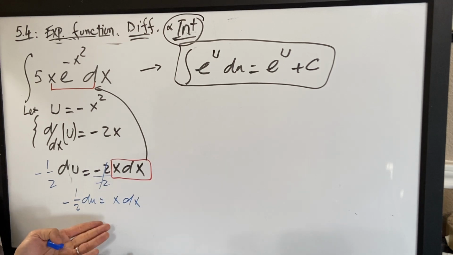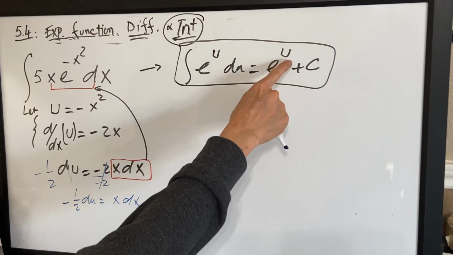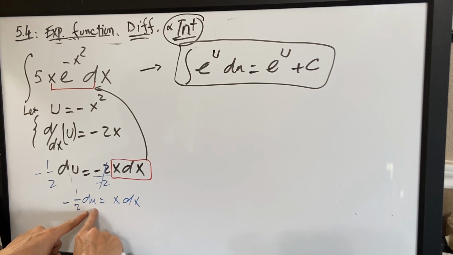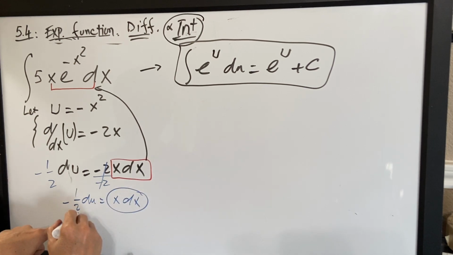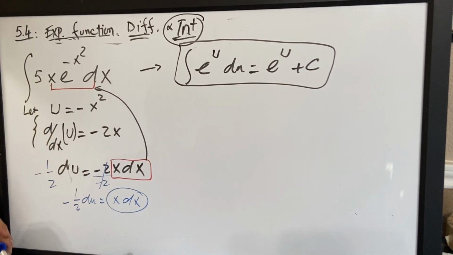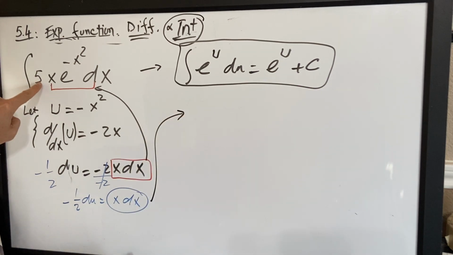Ta-da! Why am I doing this? Because I am converting all the x values into u values, including the dx and the du. By doing that, look, my x dx is negative 1/2 of du. In a moment, you will see this. Shall we rewrite this right here? Can I bring 5 out, y'all? That's a constant, like a k. Bring it out.